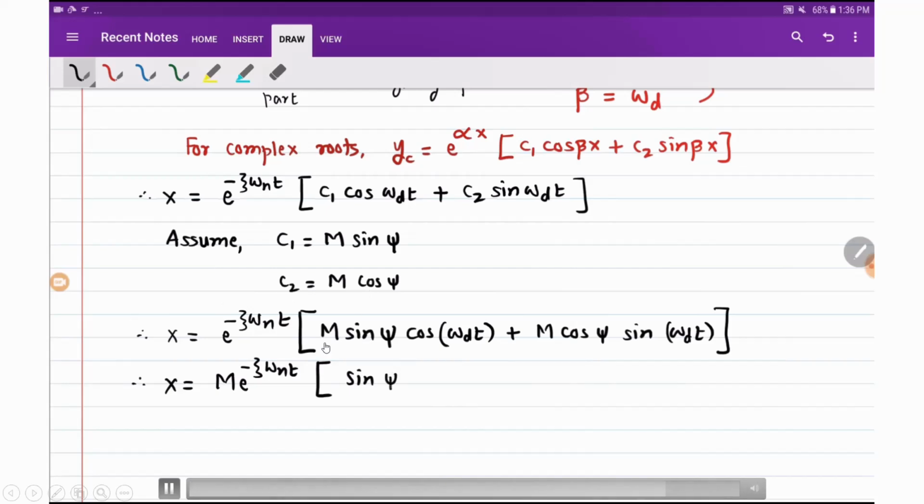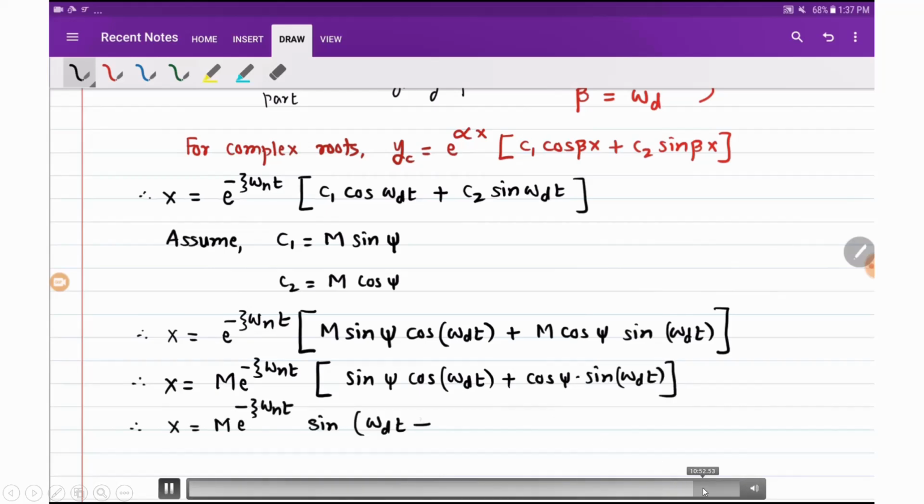Now take m common from both these terms. If you take m common, it will be sin psi cos omega d t plus cos psi sin omega d t. This is the formula of sin alpha cos beta plus cos alpha sin beta, that is sin of alpha plus beta. So if you remember, this is the form of simple harmonic motion. This is the amplitude of the vibration and this is the direction or frequency part of the vibration. It is a vector quantity. The first part represents the magnitude of the amplitude and this is the frequency part of the vibrations. These are the important parts.